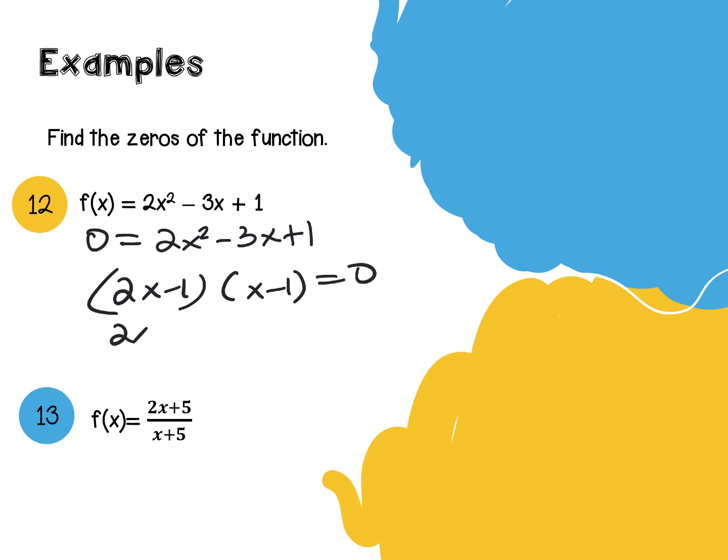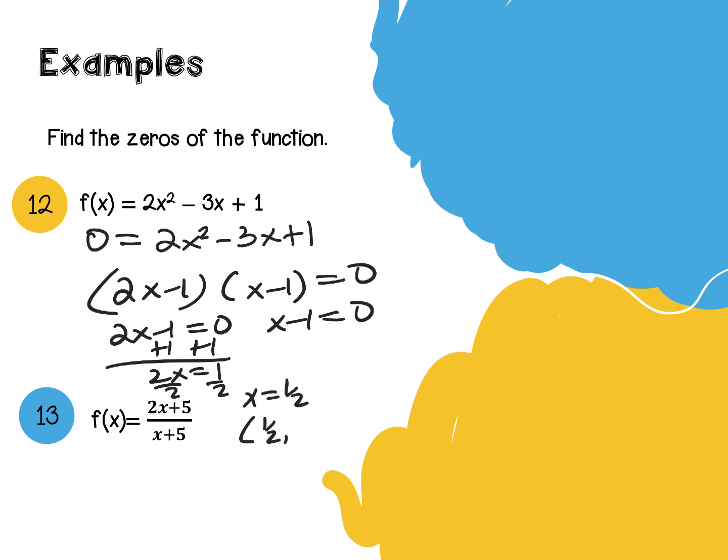Then I set each of the factors equal to 0. Add 1. 2x equals 1. Divide by 2. X equals 1/2. So my first answer is 1/2 comma 0. Add 1. X equals 1. And the other answer is 1 comma 0.